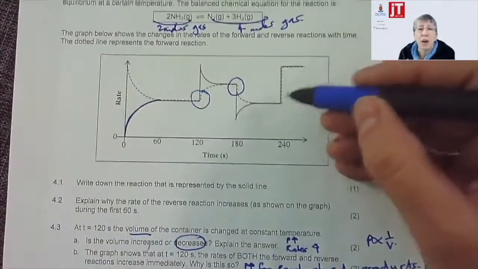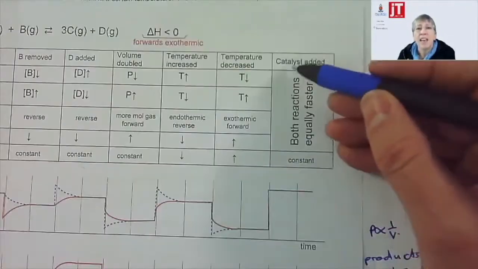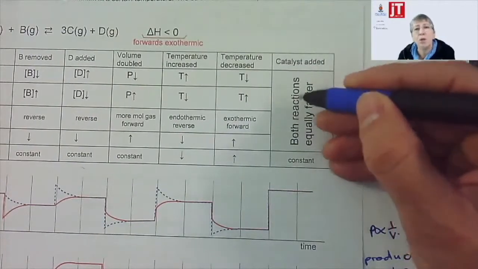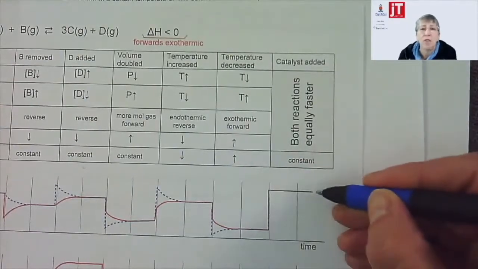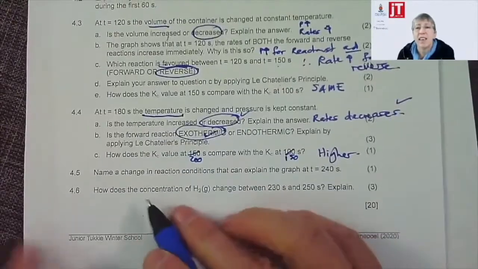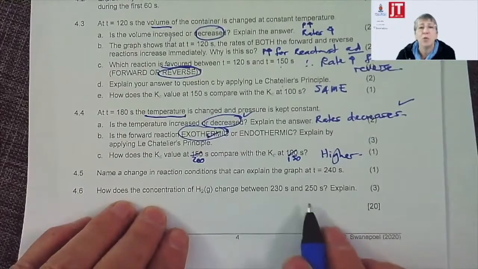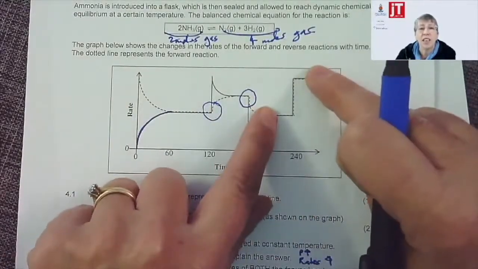Right, 4.5, name a change in reaction conditions that can explain the graph at 240. 240? Well, the one thing that I know that can do that will be adding a catalyst. Right, a catalyst will make both reactions equally faster, right? So they will be equally faster. Right, so this is just a catalyst that is added, and then they ask me, how does the concentration of H2 change 230 to 50? So that's before and after the catalyst, right?